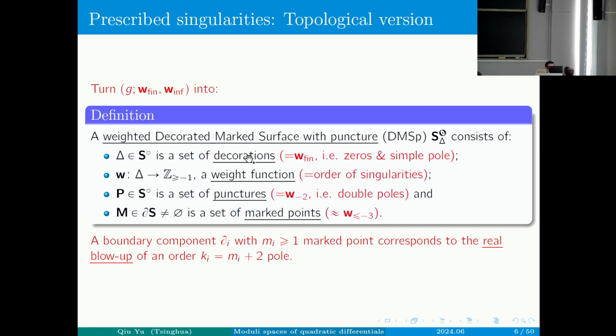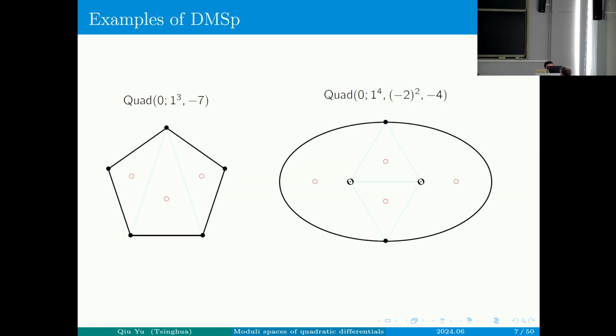Yeah, so the decoration, the puncture, and the boundary components are all singularities. Decorations are finite singularities, and usually you need to put a weight to indicate the order. The puncture will be a double pole, and the higher order poles will be boundary components, where the order is indicated by the number of marked points.